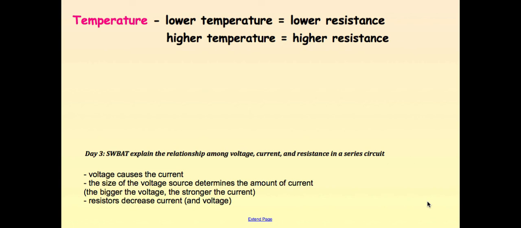And lastly, resistors decrease current and thus voltage. So I'll have a certain amount of voltage always coming off of my battery. But once that voltage as well as the current hits a resistor, both would decrease.